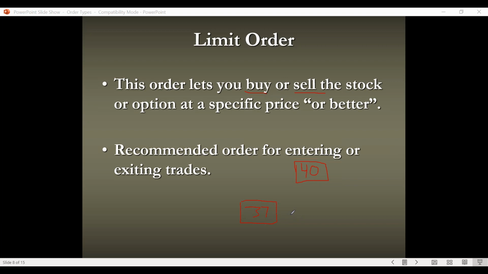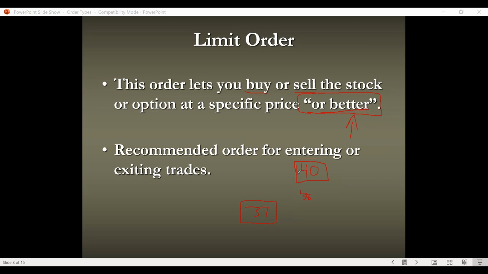And you say, well, wait a second, Jerry, if I do that, what if the stock moved up to $38? Wouldn't I get stopped out, and wouldn't I get out of that trade immediately? Wouldn't I sell immediately because that's a lower price? No. Remember, "or better" means better. Is 38 a better price than 40? No. When you're selling, better would be higher.